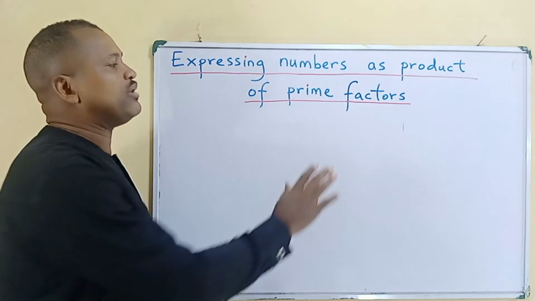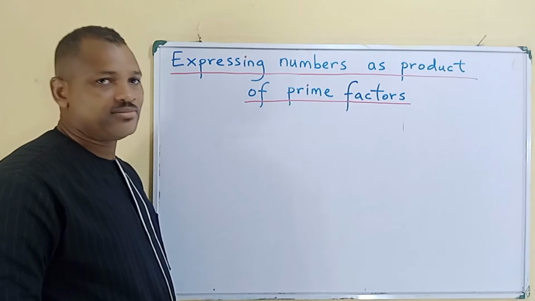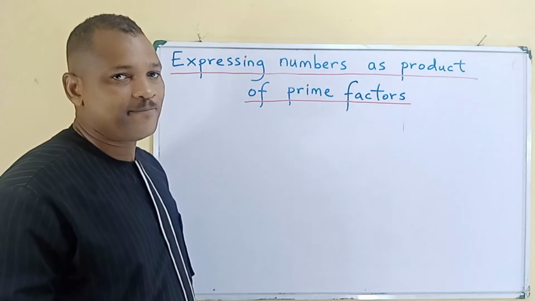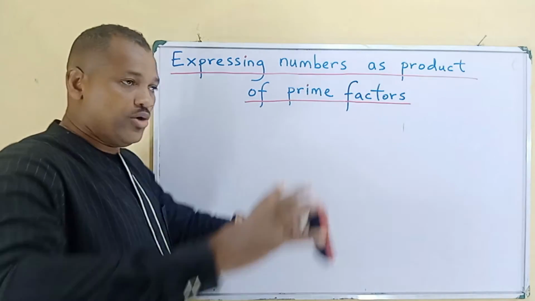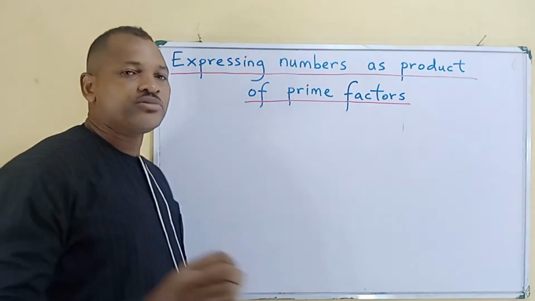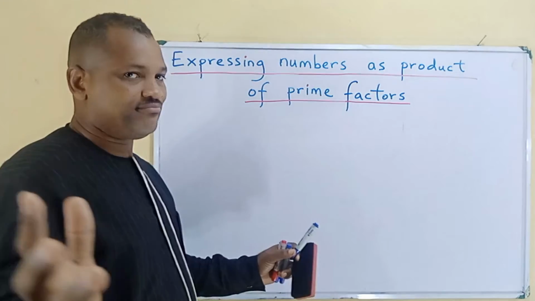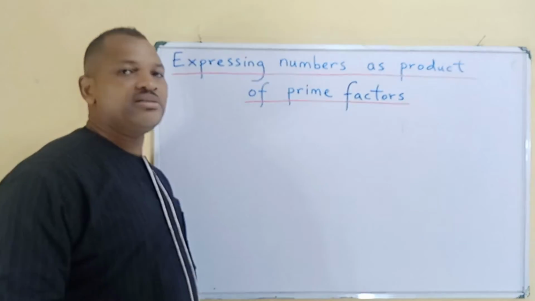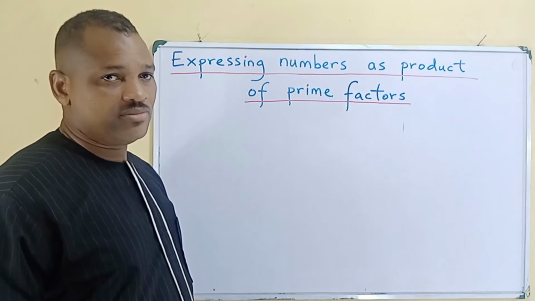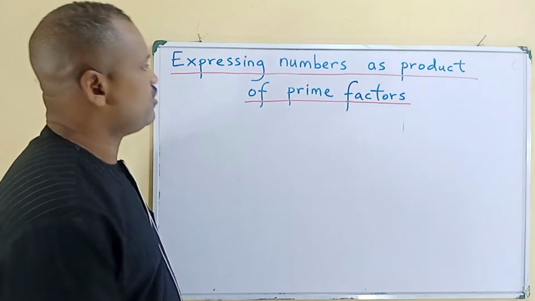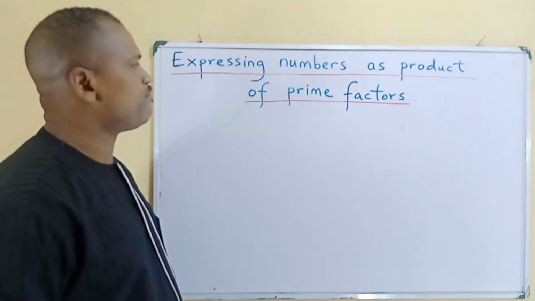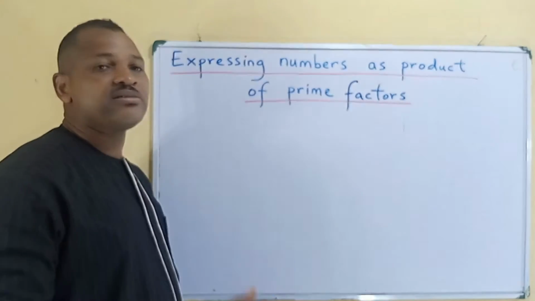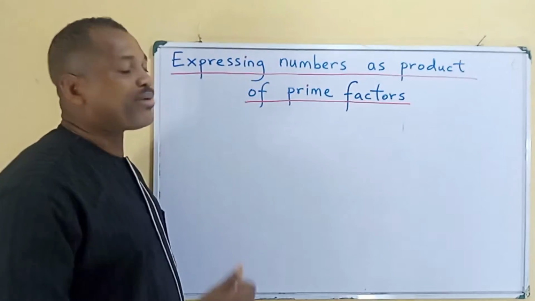Now, there are two methods to this. One is what is known as factor trees. It's called a factor tree because it looks like a tree, a tree with branches. And then another method is prime factorization. So there are two methods to solving this problem. So let's start with the first method. That is, let's start with prime factorization.